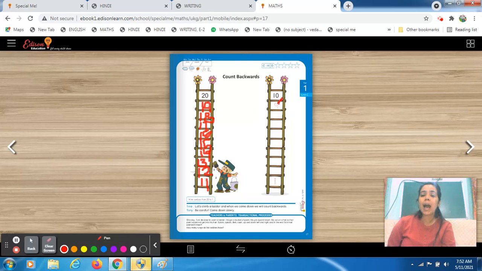Ma'am? 9. Yes, 9 is already written. You just have to trace it. Very good, Arav. Well done. Okay, now tell me what comes before 9? Hurry up, I'm waiting for your answer. What comes before 9? Mankirat, tell me. Ma'am, it's 8. Very good, Mankirat. Well done.